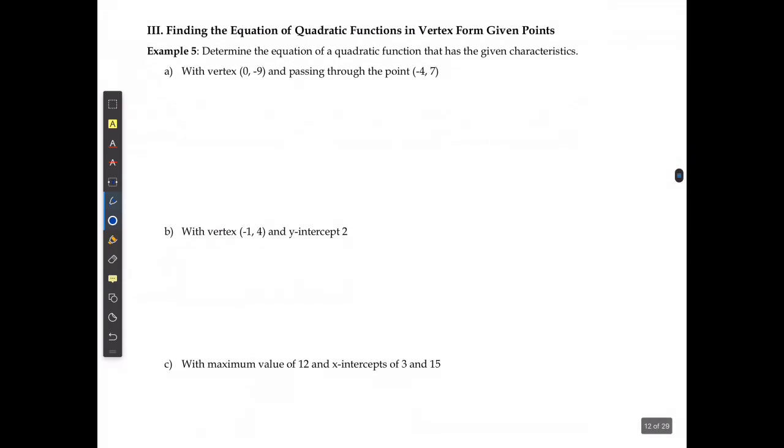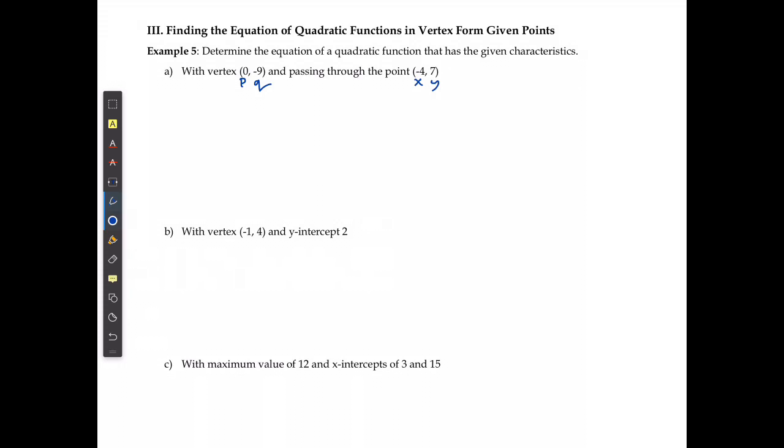Now I'm going to be taking a look at how to solve for parts of the function algebraically. So, the first one says with a vertex of (0, -9) and passing through the point (-4, 7). Well, the coordinates of my vertex are always going to represent my p and my q. Any other point the graph goes through is going to represent a possible point for x and y.